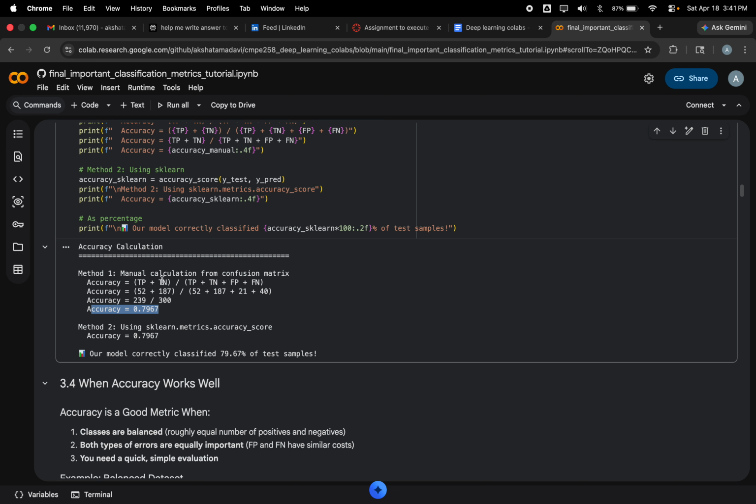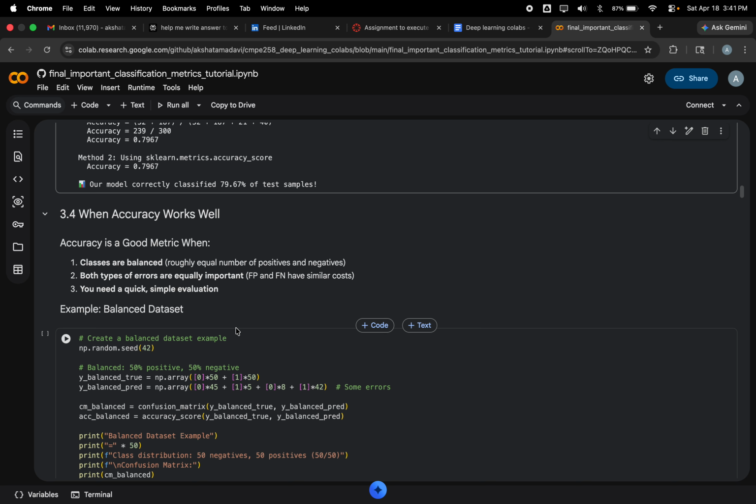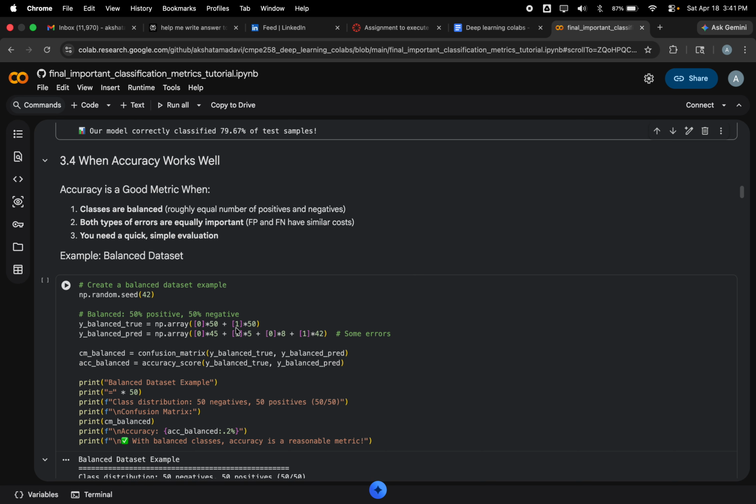So this is actually a manual calculation. We can also use scikit-learn's accuracy score, which does the math under the hood. You don't have to write the formula. But yeah, so now let's see when accuracy works well.